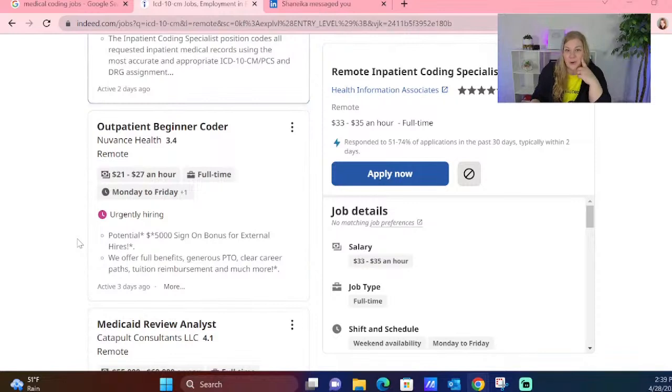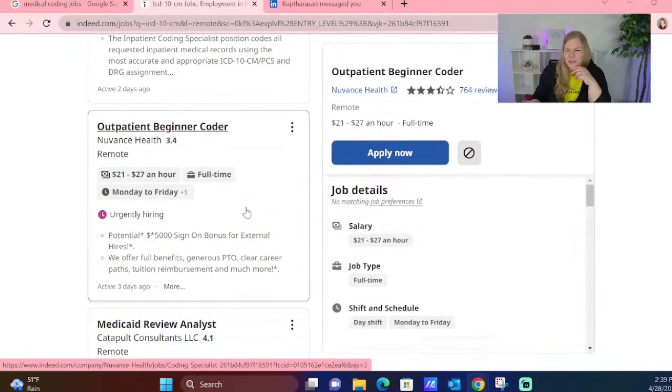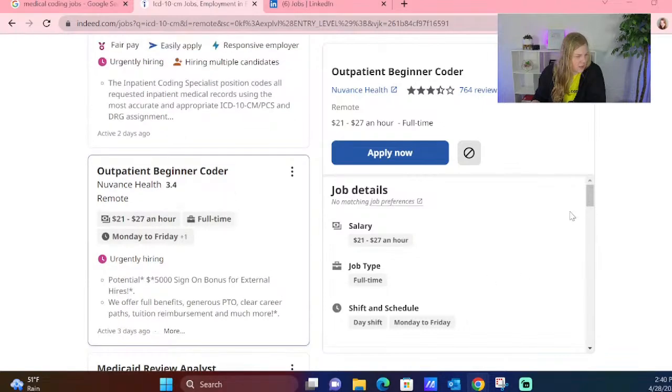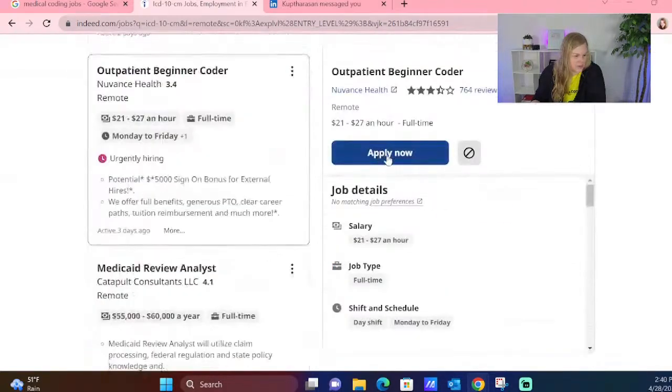Outpatient beginner coder. Now that's piquing my interest, right? Outpatient beginner coder. I usually never hear them referred to as beginner coder. It's usually apprentice coder or entry level or coding assistant, something like that. Outpatient beginner coder. So what does a beginner coder do? Full time. And I think we have this filtered for remote, right? Yeah, it's still filtered for remote.